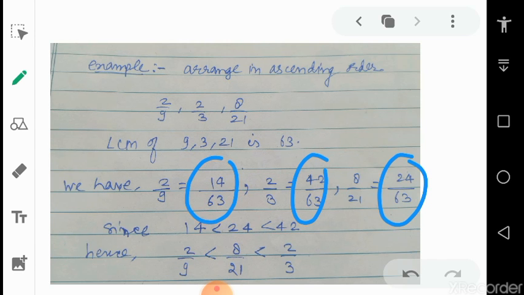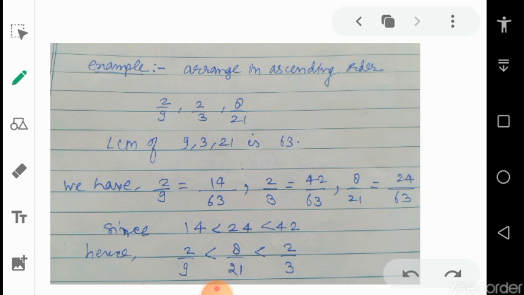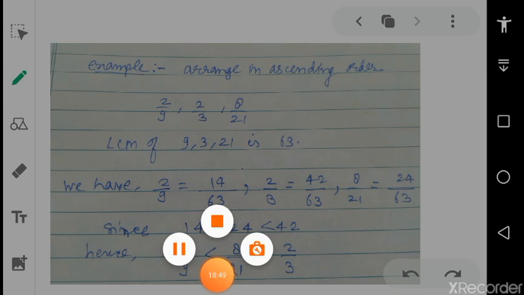So first we will write the reason: 24 is less than 42, and 14 is less than 24. That 14 comes from 2 upon 9, then 24 comes from 8 upon 21. Finally 42 comes from 2 upon 3. So we can write these fractions in ascending order, and if you change the order they will come in descending order. Okay students, I hope you got it.